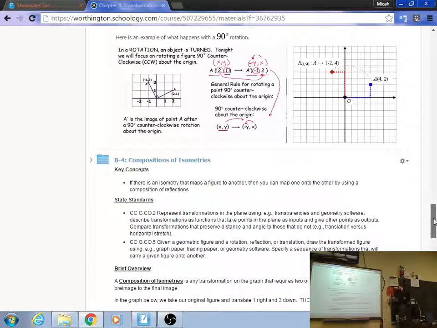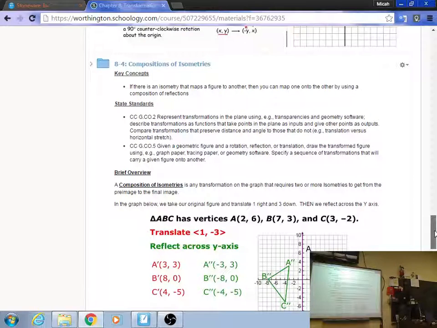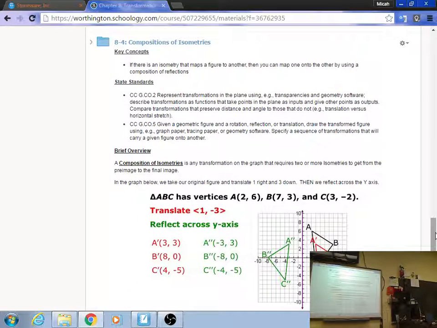8.4, when we compose... So can anyone remind me what composition of isometries means? That's a really fancy way to just say something actually not that fancy. Isn't that like a multiple rigid motion? Yeah, multiple rigid motions. So if I slide right, then I slide down, that would be a composition of isometries. If I translate, then reflect, or reflect, then translate, that's a composition of isometries.